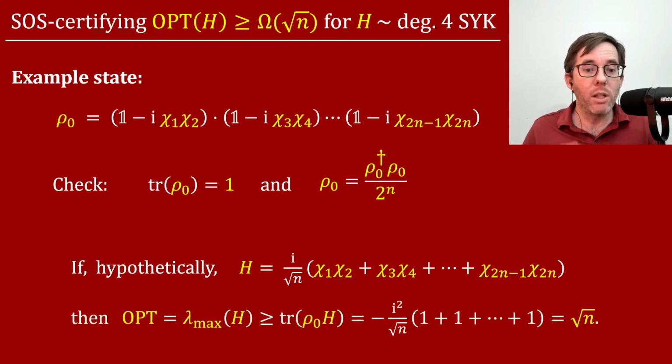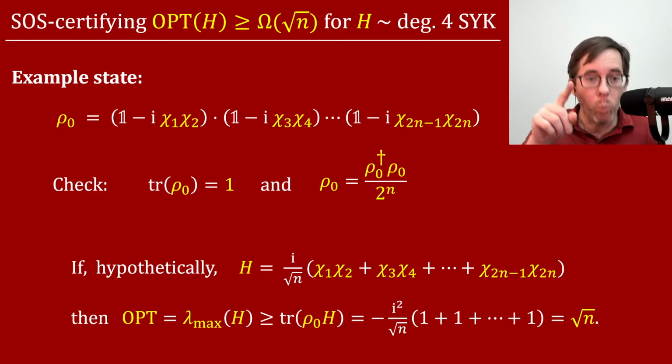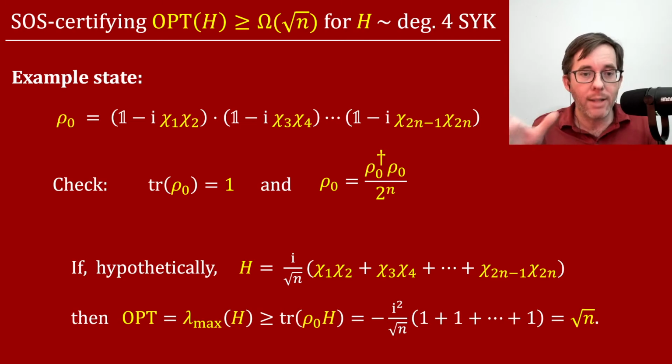To see this, we just need to compute the trace of rho naught times h. And we do this just by multiplying rho naught and h together as polynomials in the chi's and expanding everything out and using anti-commutation and squaring to identity and so forth, and determining the constant coefficient at the end. That's the trace. It's not hard to check that this is basically the dot product between the coefficients of h and the expanded out version of rho naught. And so we get 1 over root n from out front, and then we get 1 plus 1, n times. So overall, this gives square root n.